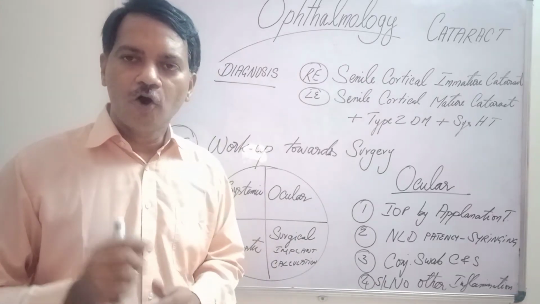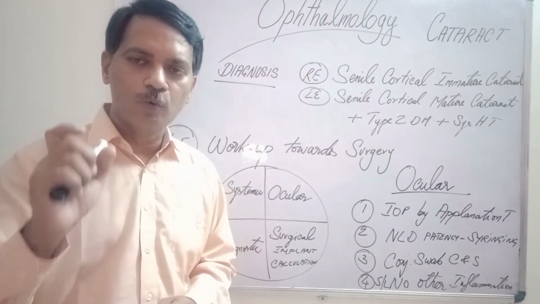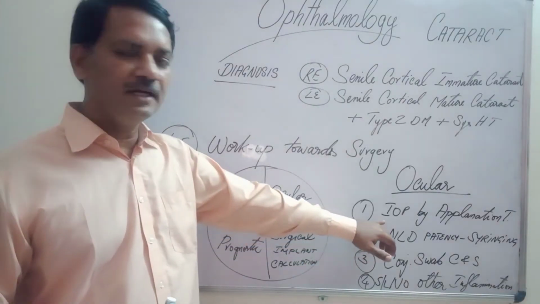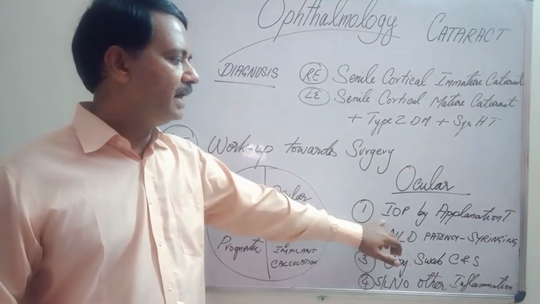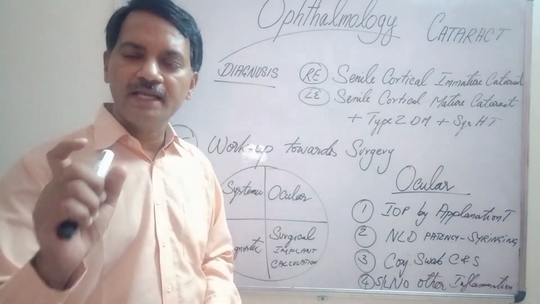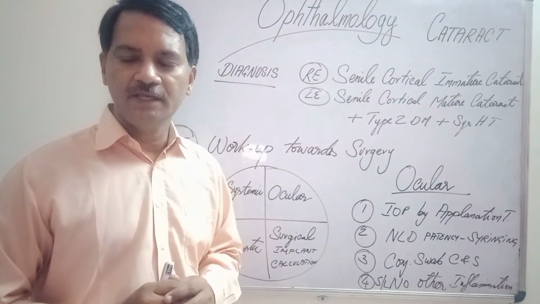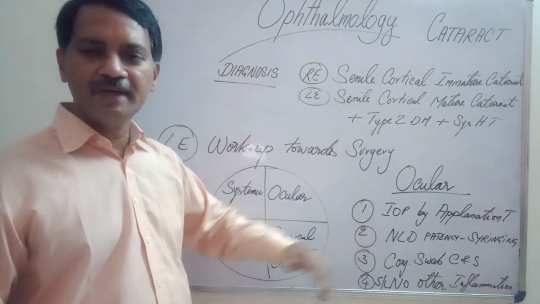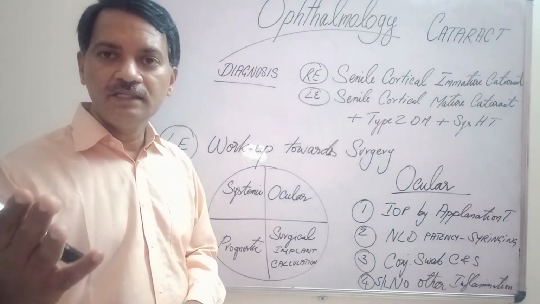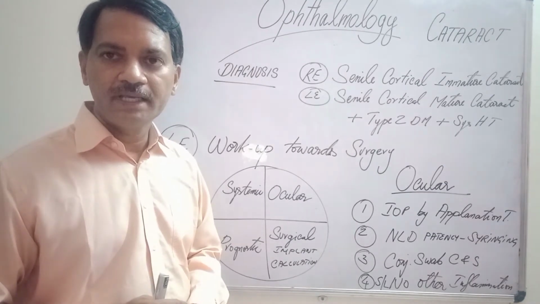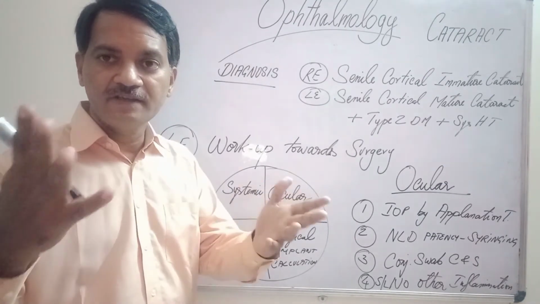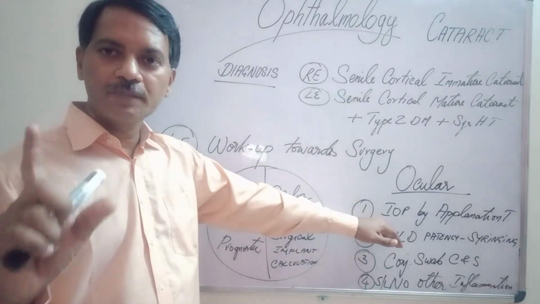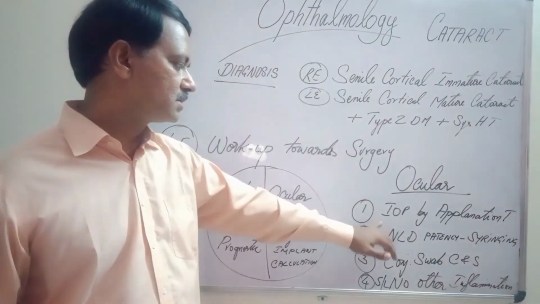As far as the ocular investigations or workup towards the surgery, we have to first measure the intraocular pressure by doing applanation tonometry, which gives the exact values. If the intraocular pressure is very high, the surgery can lead to complications like expulsive hemorrhage. So we have to know that the intraocular pressure is within normal values.